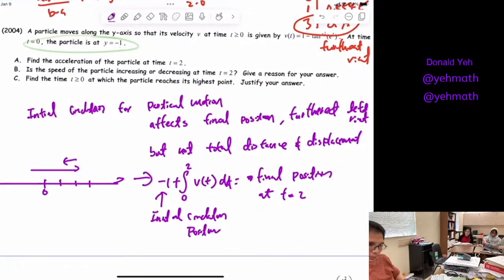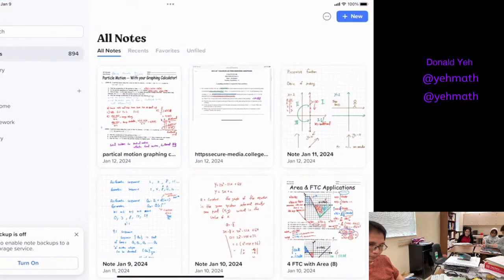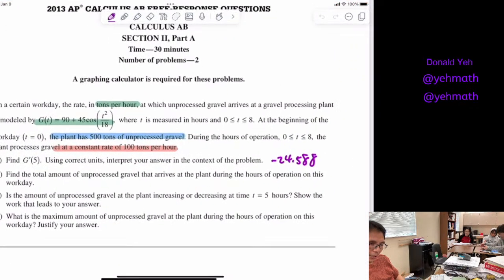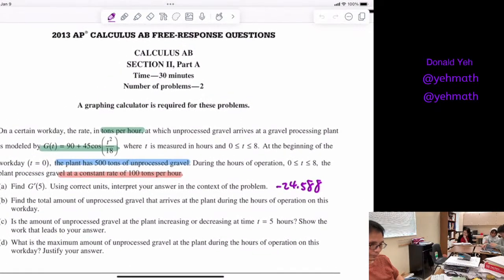So final position matters. Now, this is going to matter for today though. So we're gonna read into this question. We're not gonna use a calculator on this question, but we're gonna read into this question. Because you guys should know how to use a calculator now.